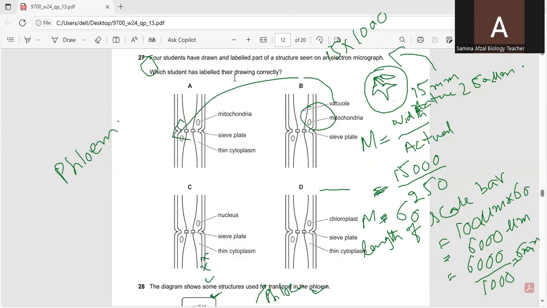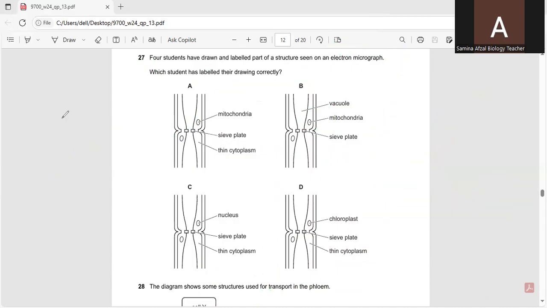Question number 27. 4 students have drawn and labeled part of a structure seen on the electron micrograph A, B, C, D. So first of all, we will go with A. They have shown us the sieve plate, a thin cytoplasm, and mitochondria. Mitochondria gives the energy, sieve plate, and the thin cytoplasm. It means they are part of the sieve tube elements.